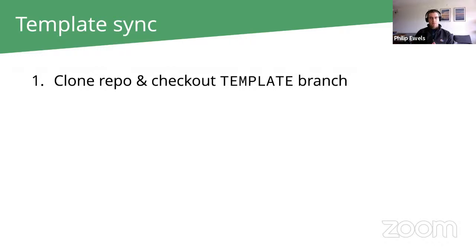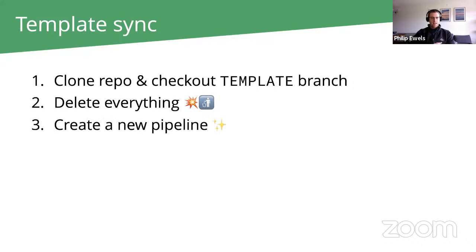First, it's pretty simple, really. It's pretty brute force. First of all, it gets a copy of your pipeline, and it checks out the special template branch. It deletes everything. Literally just like rm -rf, just kills everything in that pipeline. And then it creates a new pipeline from scratch using the nf-core create tools. But this time, of course, you're using the nf-core tools package and its latest release, and so it uses the latest version of the template that comes bundled in there.